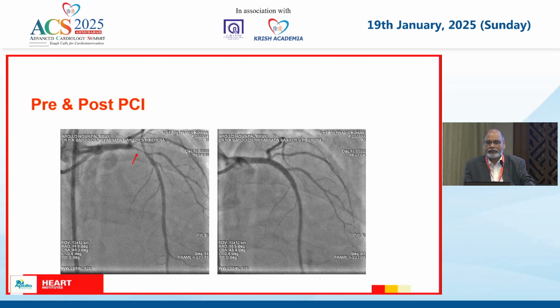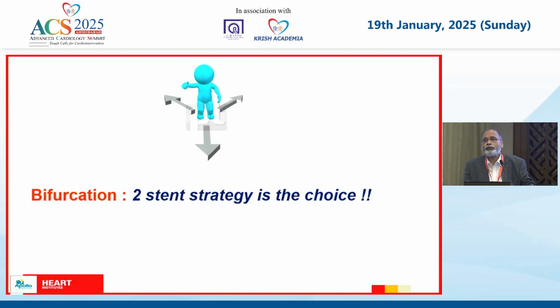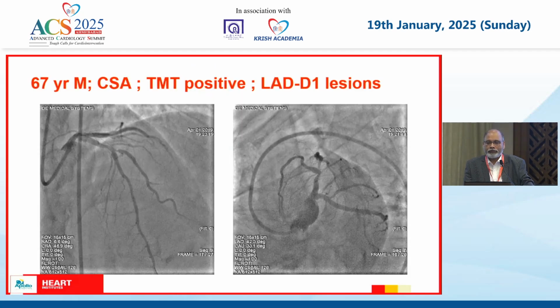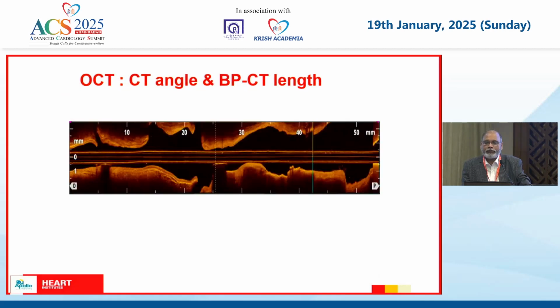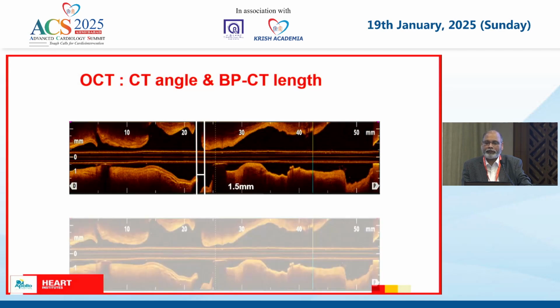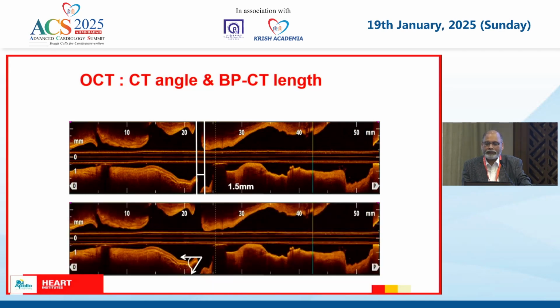The next case I'll show is where to use a two-stent strategy. Now, you see this case. It has almost a Medina 111 LAD diagonal lesion. Here also, when I took the runs, I saw that the BPCT length is quite small. It is 1.5, and the carinal angle is just somewhere around 45 degrees. So outright two stents, nothing to worry. Go for two stents, because you'll fall in trouble if you go for one stent.